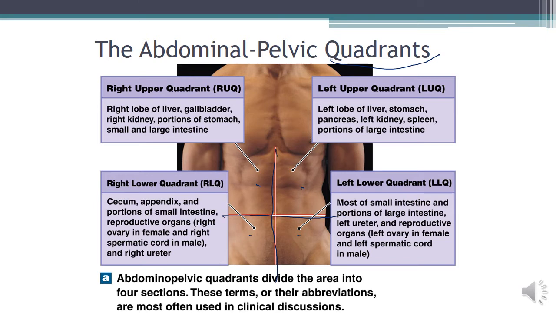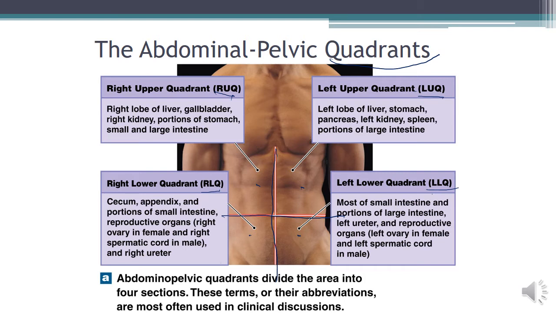On the right side of the body, the upper one is called the right upper quadrant, or the RUQ. On the left side, the upper quadrant is called the left upper quadrant, or the LUQ. On the right side, the lower quadrant is called the right lower quadrant, or the RLQ. And on the left side, the lower quadrant is called the left lower quadrant, or the LLQ. You should know the names and the abbreviations for these quadrants.